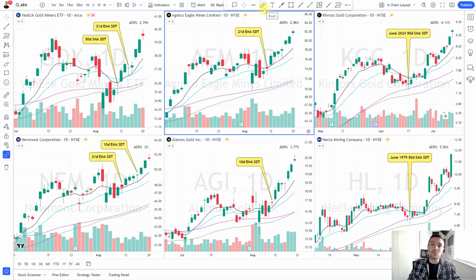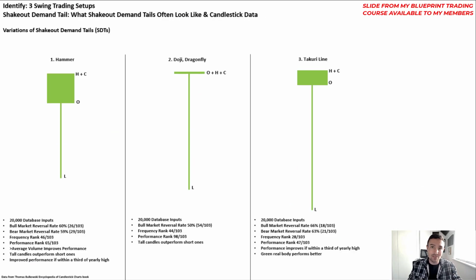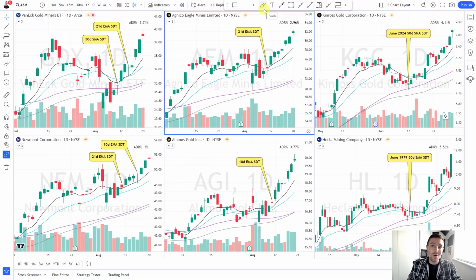So as I said in the introduction, I call these shakeout demand tails, which are variations of hammer candlesticks, doji dragonflies, and Takuri lines. You'll see on the screen the data that Thomas Bulkowski found in his book Encyclopedia of Candlestick Charts. Very, very useful to understand Japanese candlesticks, understand reversal rates in bull and bear markets. So what does a shakeout demand tail look like? Well, for me, it's just a combination of those three candlesticks. So a hammer, doji dragonfly, and Takuri line. So they look like this, right?